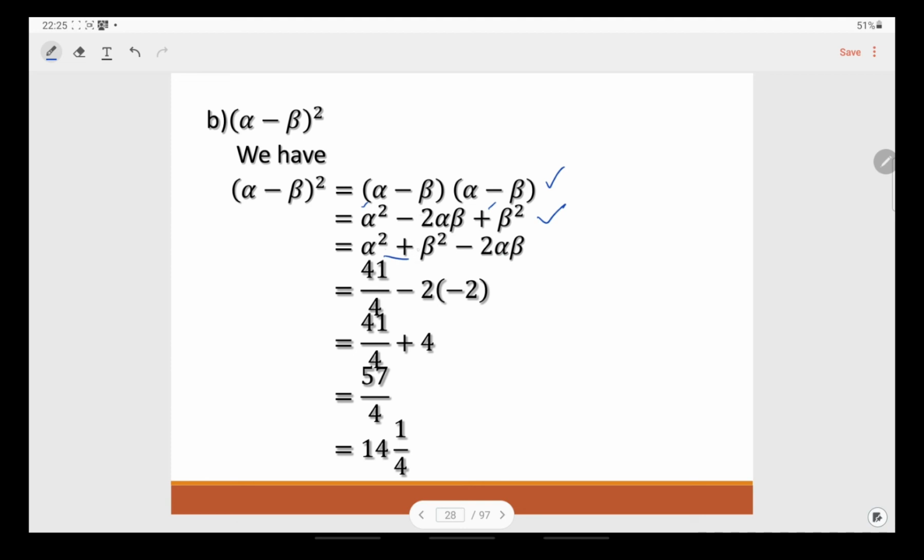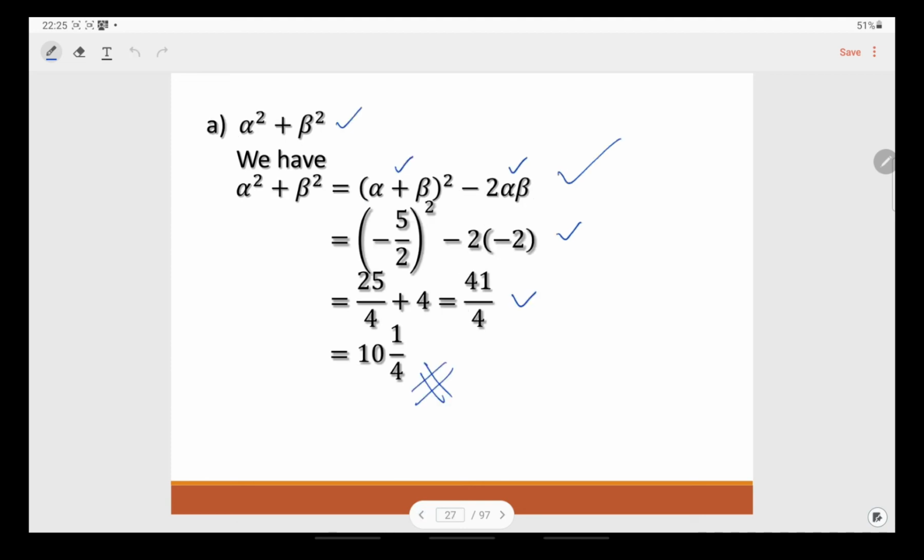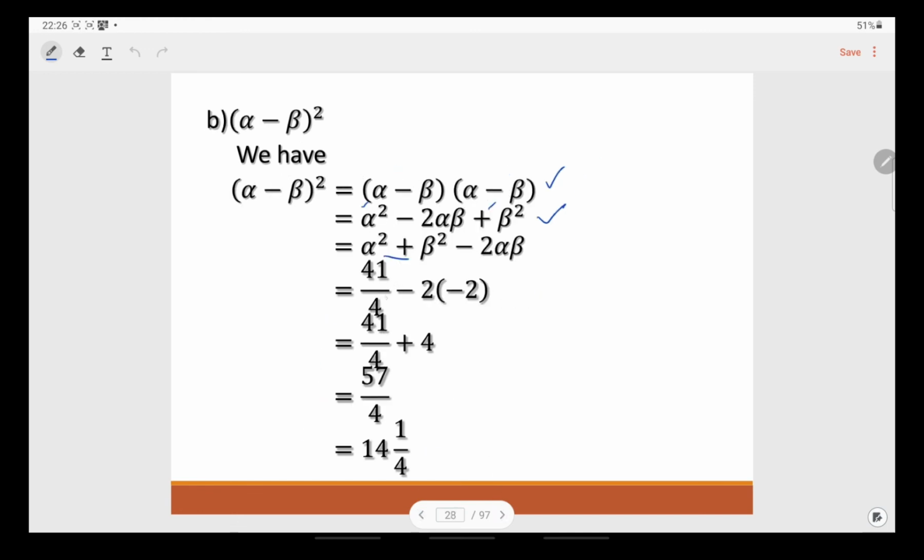For the alpha square plus beta square, the value is already the outcome from the previous question. We just simply take this value, which is equal to 41 over 4, and then minus 2 times the product of roots. We have the product of roots alpha beta equal to negative 2. Insert that value into this equation, so we can solve and simplify until we come out with the simplest fraction as the answer.